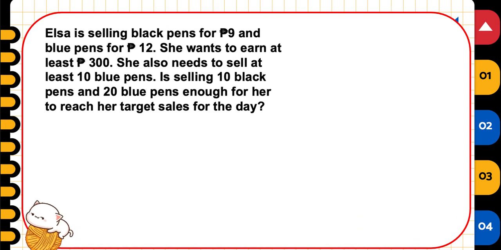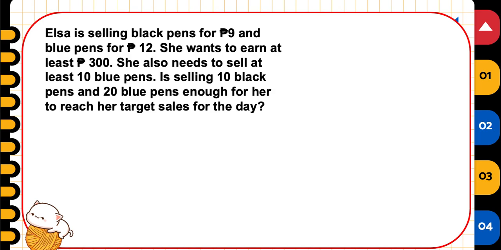Elsa is selling black pens for 9 pesos and blue pens for 12 pesos. She wants to earn at least 300 pesos. She also needs to sell at least 10 blue pens. Is selling 10 black pens and 20 blue pens enough for her to reach her target sales for the day? The question is just answerable by yes or no. So this one is very easy.